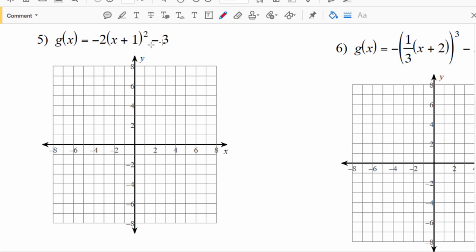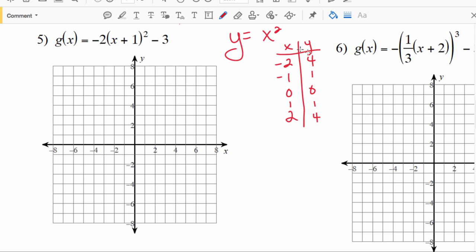Okay, we have y equals x squared as our parent graph. And the x values go from -2 to 2 on the parent graph. And when you square these numbers, you get 4, 1, 0, 1, and 4. And that table is something that you should be familiar with already.